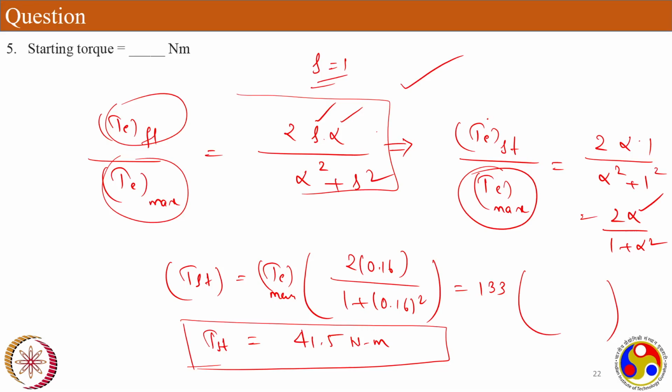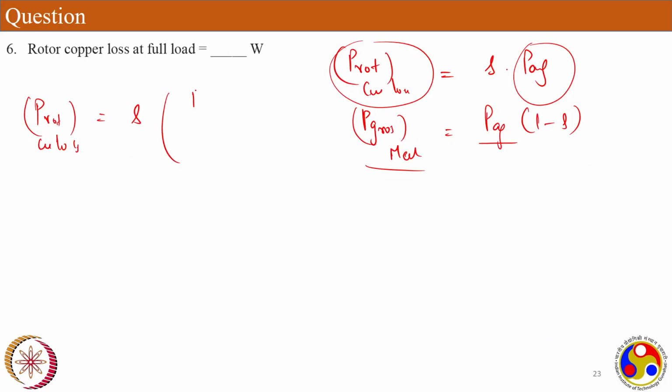So let's get the relation with gross mechanical power, which we know from the output rating of the motor. That is air gap power into 1 minus S. Now I need the rotor copper losses, that is what I will calculate. Rotor copper losses equals S times P_AG. Instead of P_AG, I can substitute P gross mechanical divided by 1 minus S.